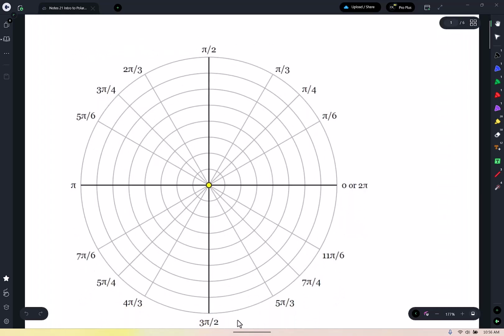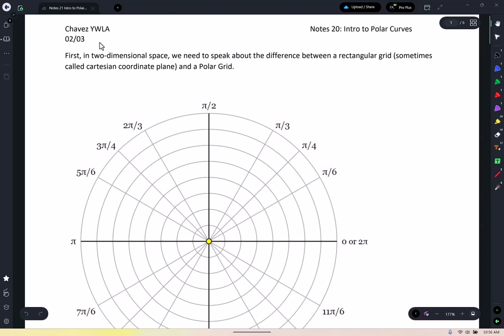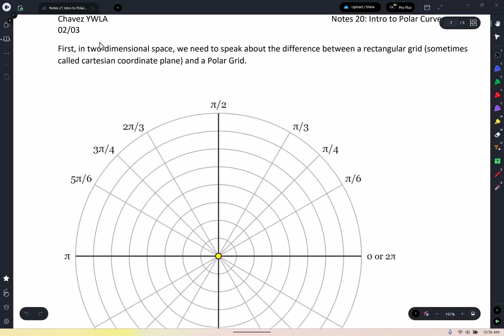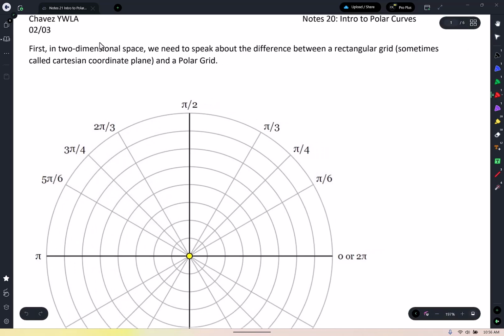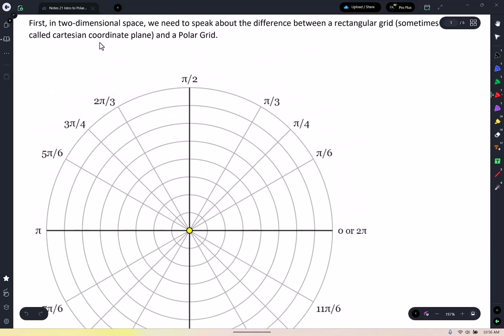So, this is called a polar grid. Don't freak out. What we've been doing all this time is a rectangular grid, sometimes called the Cartesian coordinate plane. Relax. It's the same in a Cartesian. Let's talk about the difference between a polar. First, let's just graph polar right off the bat.